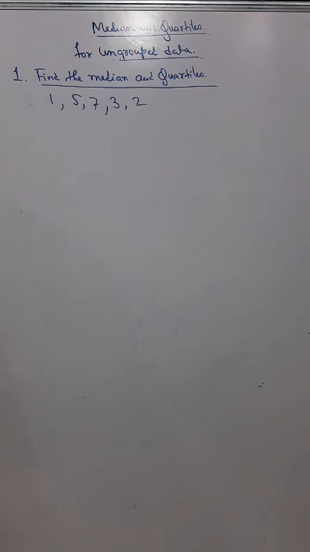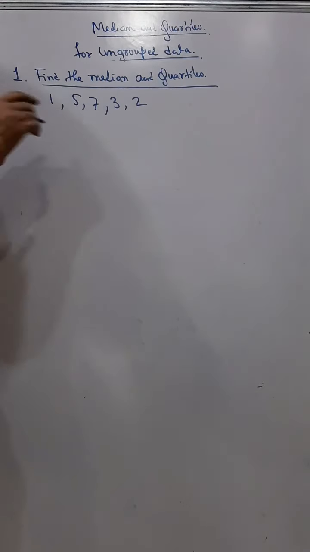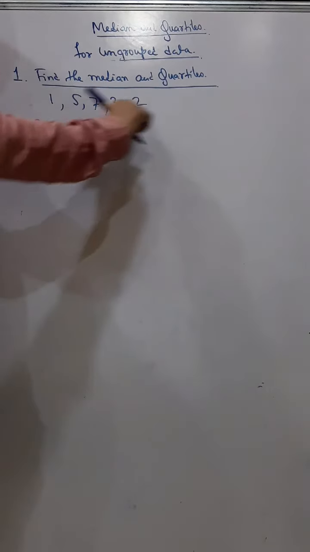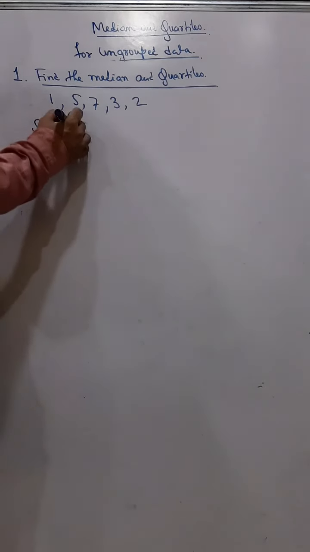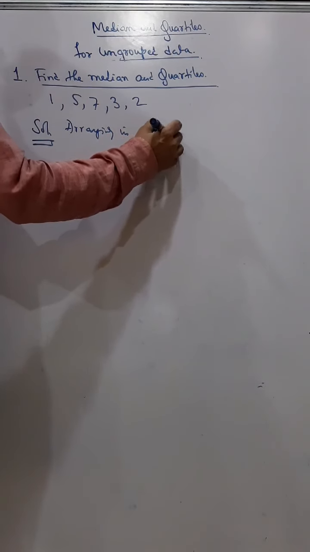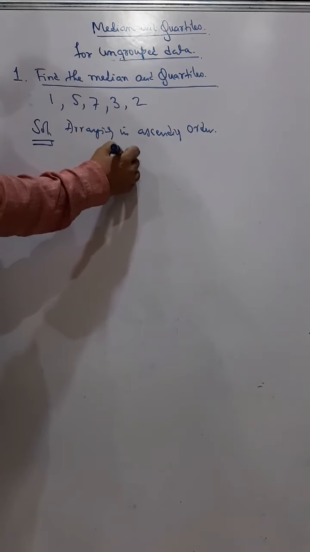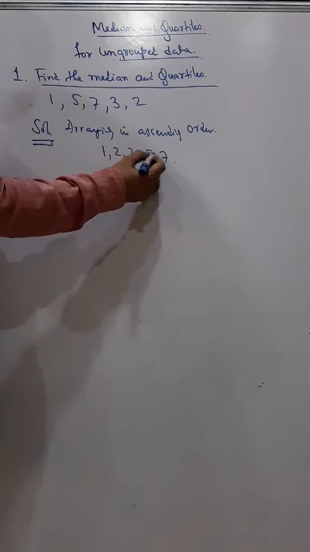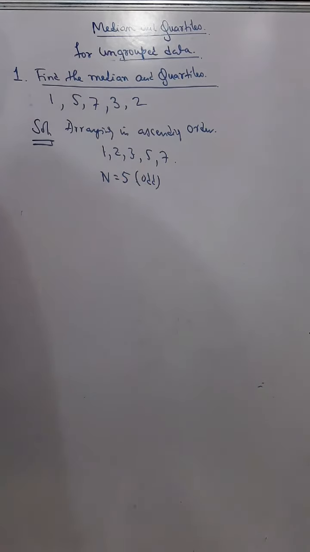Now, a simple sum just to explain the method. Here they ask us to find the median and quartiles. First of all, you have to understand that we always have to arrange the terms in ascending or descending order. So arranging in ascending order, we have 1, 2, 3, 5 and 7. So n is 5 terms, and 5 means odd.